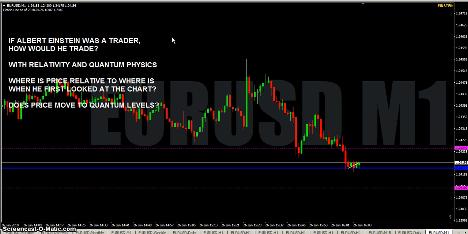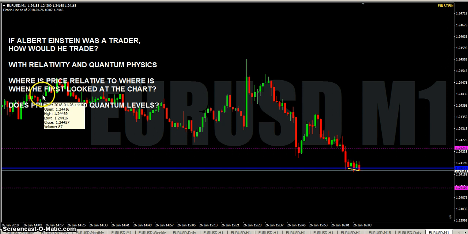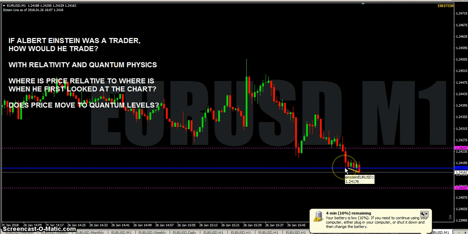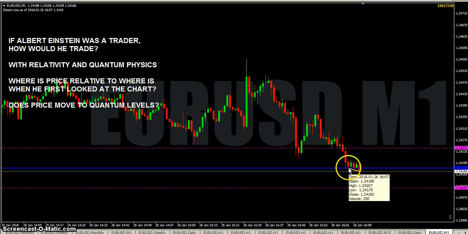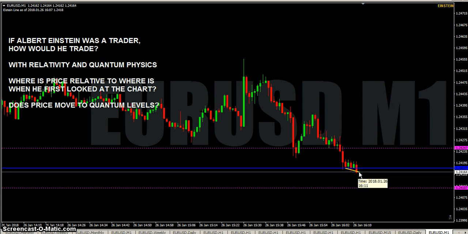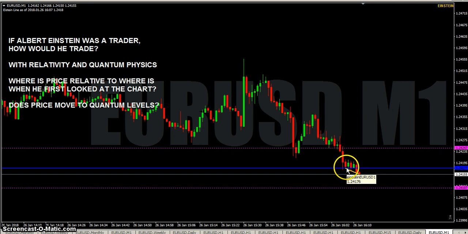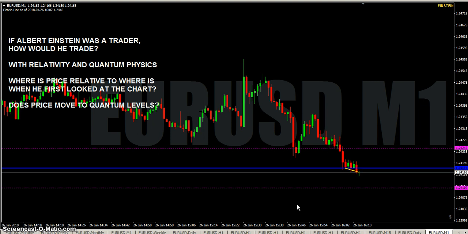And so the theory was this: where is price relative to where it was when Einstein first looked at the chart? So if Einstein looked at the chart, he'd say, well, okay, this is price. This is price right here, this yellow line, when we first looked at the chart. Well, which way is the line pointing? It's pointing down. So which way is price moving? Well, it's moving down relative to this line. It's just that simple. There's nothing more to it than that.